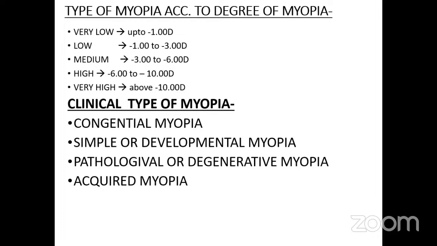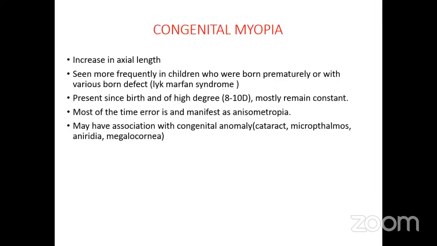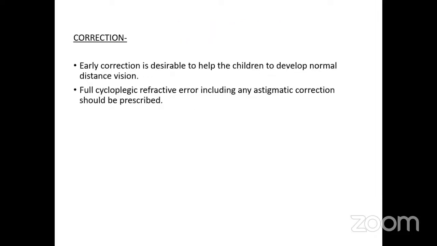In clinical types of myopia, that is congenital, simple, developmental, pathological, degenerative, and acquired myopia. First, congenital myopia. It is an increase in axial length in children who were born prematurely or with birth defects like Marfan syndrome. It is present since birth and the degree is high, that is 8 to 10 diopters. Most of the time, the error is unilateral and manifests as anisometropia and may have an association with other congenital anomalies.